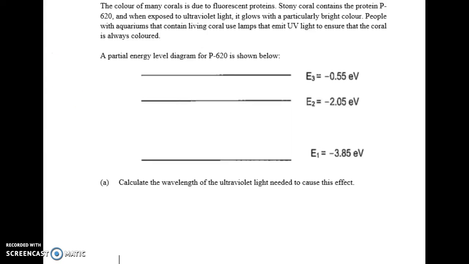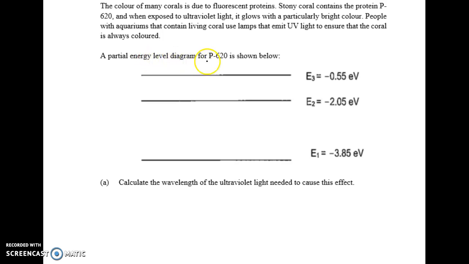This is the last question. The color of many corals is due to fluorescence proteins. Stony coral contain the protein P620, and when exposed to ultraviolet light, it glows with a particular bright color. People with aquariums that contain living coral use lamps that emit UV light to ensure that the coral is always colored.